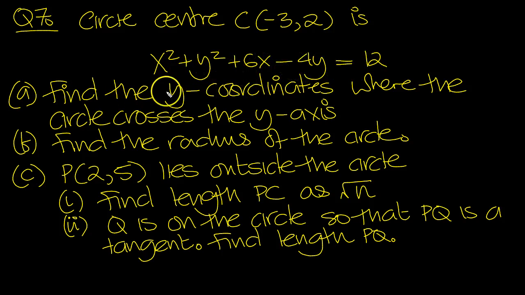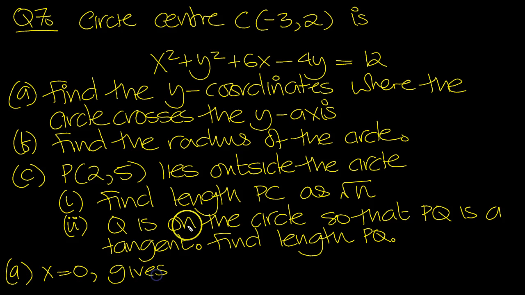I would like to write this in standard form, but that's not really the way the question is leading us in, because it says find the y-coordinates, so you just put x equals 0 here. So maybe we should do it the way the question seems to be directing us. X equals 0 then gives, we'll end up with y squared minus 4y, and then move the 12 over to be with it, minus 12 equals 0.